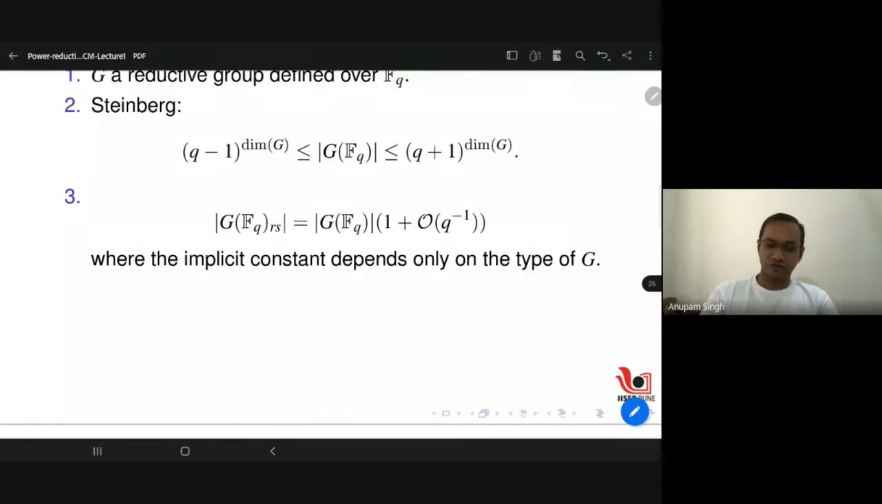In general, it's good to know how big the size of the group G(F_q) is, roughly speaking, and it is just between (q minus 1) to the power dimension and (q plus 1) to the power dimension.